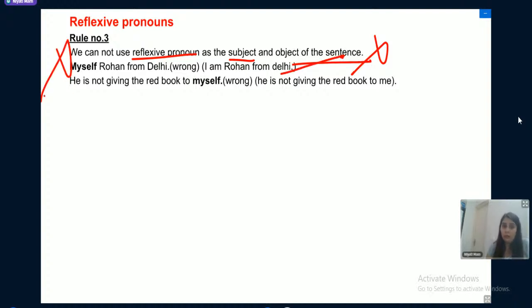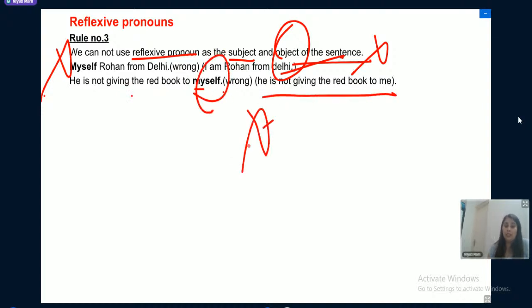Like a subject, they cannot be used, and like an object, they can never be used. "He's not giving the red book to myself." Correct: "He's not giving the red book to me."